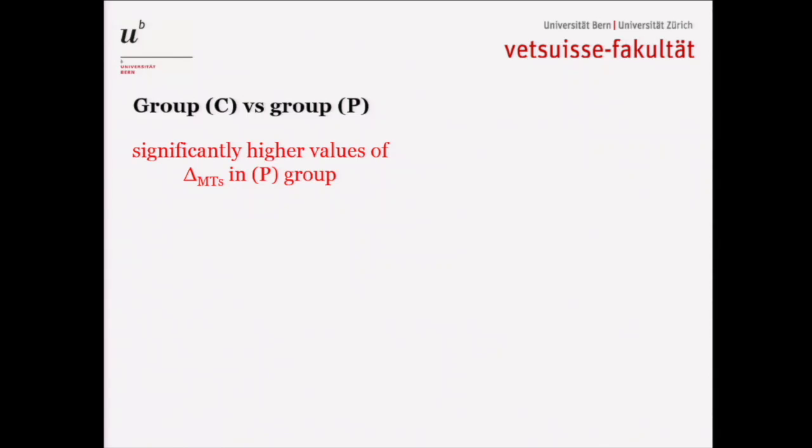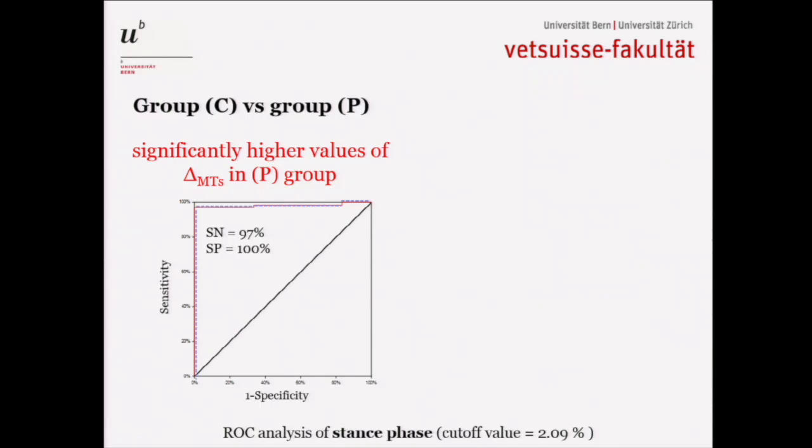If we compare the control group, which has no signs of limb pathology, to the pathology group, all the gait cycle variables were significantly higher in the pathology group compared to the control group. I can give an example for the stance phase. If we set the cutoff value at about 2%, we have a sensitivity of 97% and a specificity of 100% to classify the control group from the pathology group.